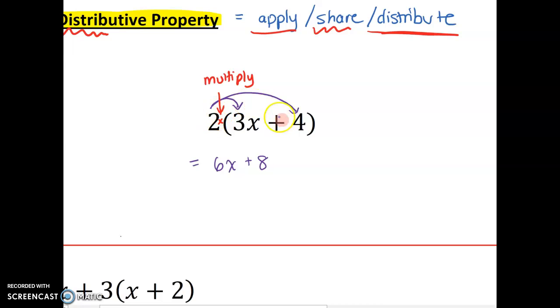Remember, you always do the sign with it. So if it's a plus 4, it's a positive 4. So 2 times a positive 4 gives me a positive 8. So that's what happens. We have a 2 with a bracket, 3x plus 4. That means I have to distribute the 2 to everything inside the bracket by using the operation of multiply. So I do 2 times the first term, which gives me 6x, 2 times the second term, which gives me plus 8.